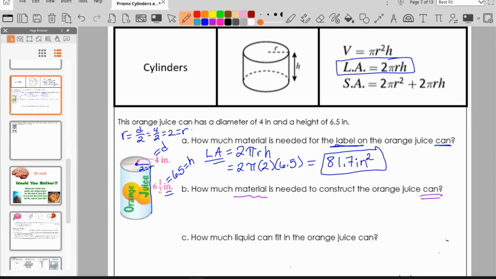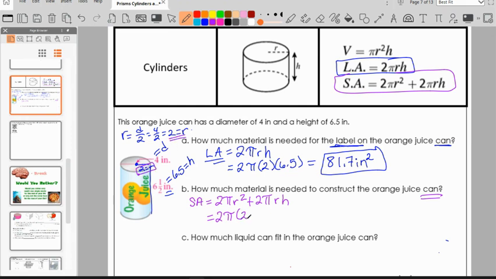Then it asks, how much material is needed to construct the can? How much material for the entire can? Well, that includes the sides and the top and bottom. So we want the total surface area. That formula is 2 pi r squared plus 2 pi r h. Let me erase that extra line so it's not confusing. Okay, so we are going to find the things we need from our picture. The radius we said was 2. I've got it labeled here.